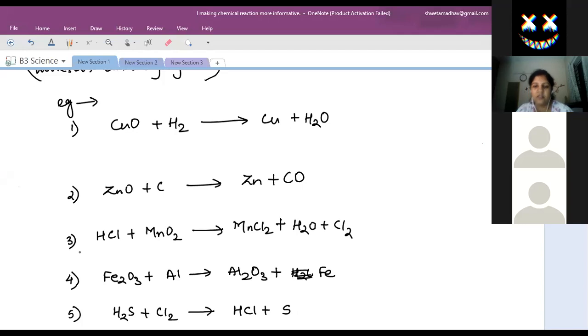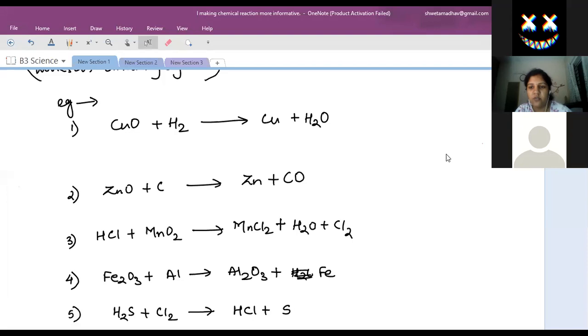First case, can you tell? Yes, Aishwarya, can you tell about the first case? Aishwarya will tell all four. Yes, ma'am. First, substance oxidized.